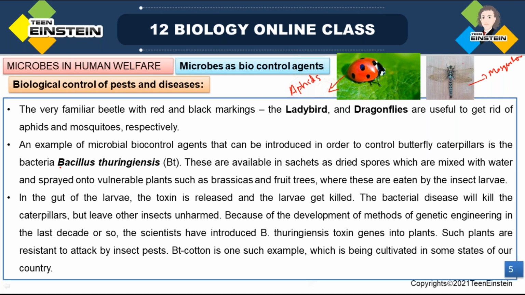These are eaten by insect larvae. These insect larvae will eat the leaves which we have sprayed. So in the gut of that larvae, that toxin will get released, and that larvae will get killed. So that is a bacterial disease that kills the caterpillar and is not creating any harmful effect for other insects. Okay, so that is a plus point. That is the biological control, how they are controlling.